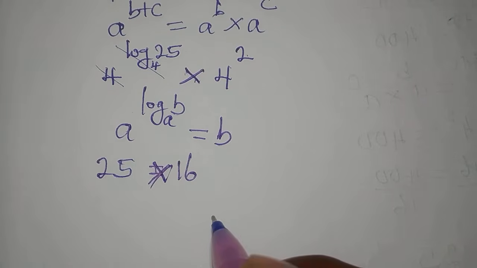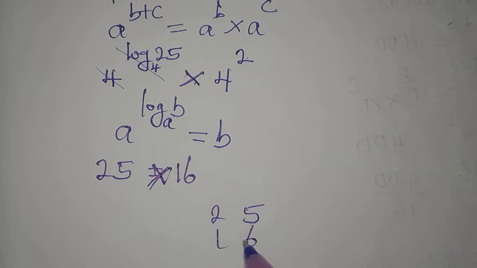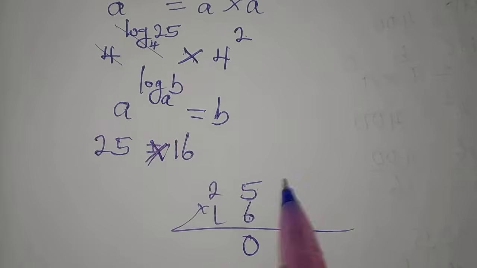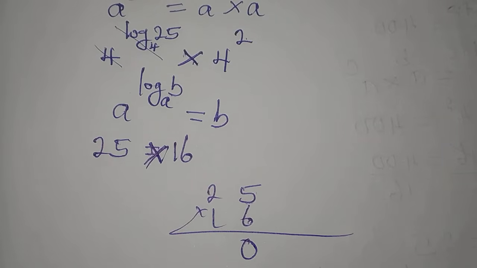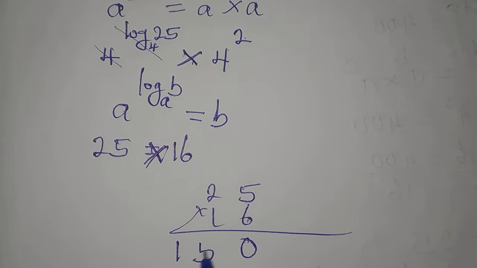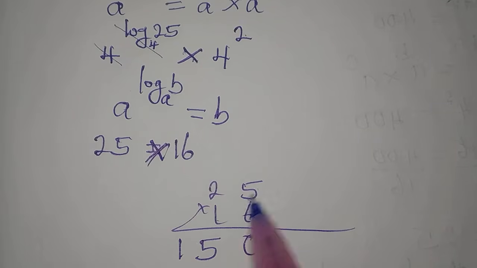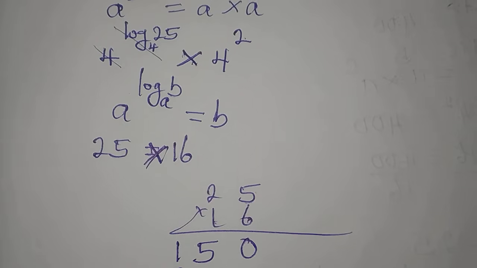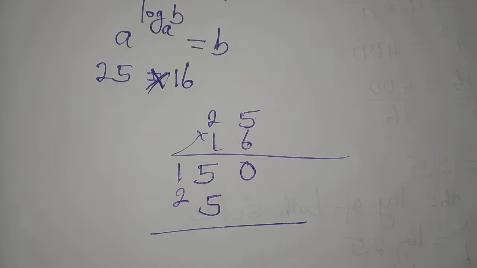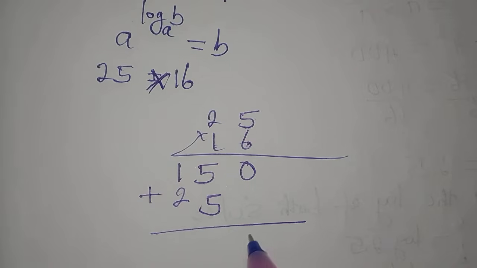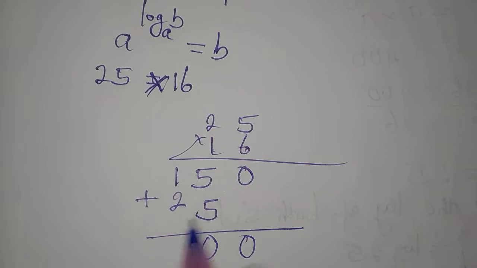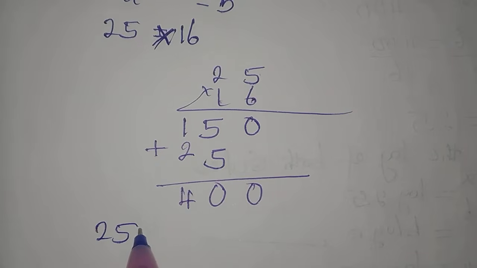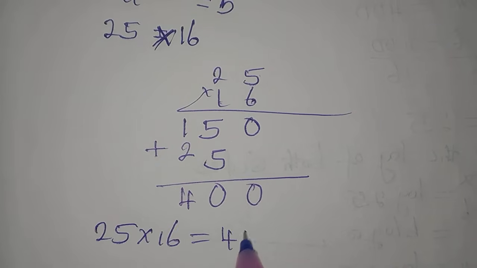Let's do that over here. 25 multiplied by 16 very quickly. 6 times 5 is 30. 6 times 2 is 12, plus 3, that is 15. Then 1 times 5 is 5, 1 times 2 is 2. So let's put this together. We add this. This is 0, 0 again, take 1. Then this becomes 4. So this means that 25 times 16 is equal to 400.